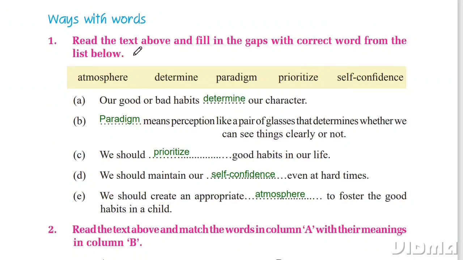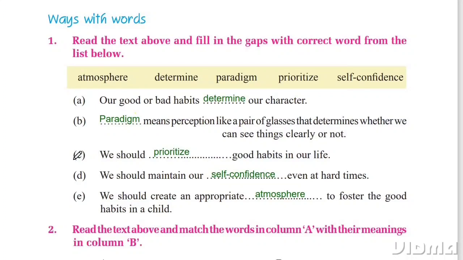Okay, let us do this. Oh, actually I have already done one number. Read the text above and fill in the gaps with correct word from the list below. A number. Our good or bad habits determine our character. This one, determine. Yep, it determines our character. B number. Paradigm means perception. What does it mean? Paradigm means perception. Like a pair of glasses that determines whether we can see things clearly or not.